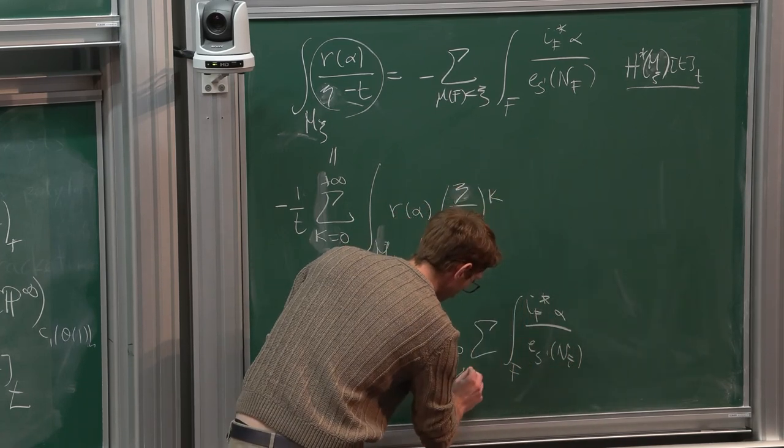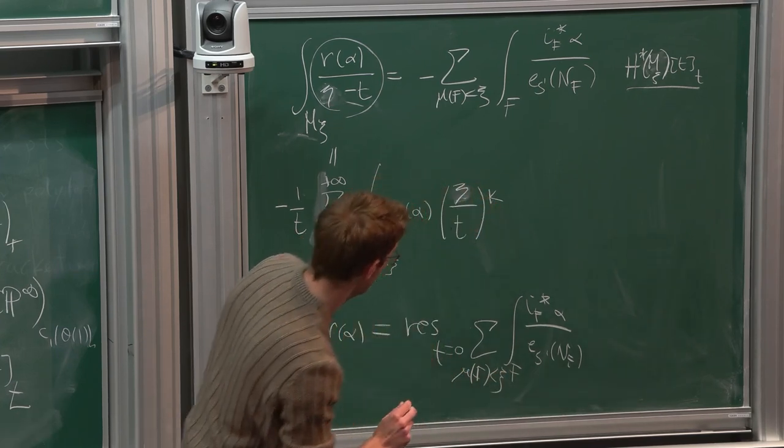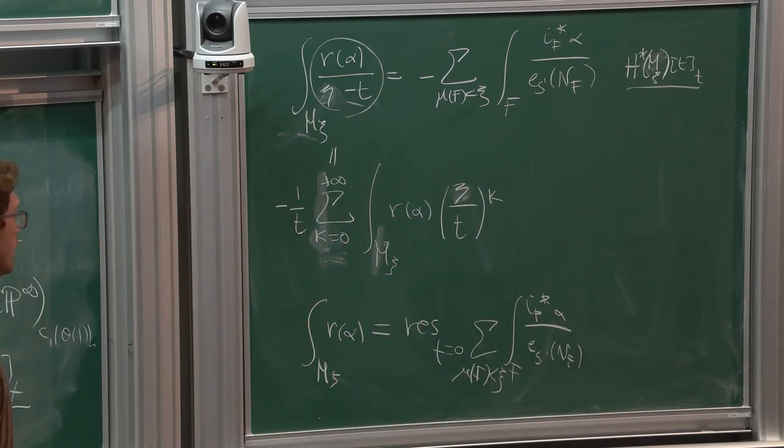We're summing over the fixed loci, which are mapped to something less than psi. So this is the baby case of the localization formula of Jeffrey and Kirwan, and this was proven by Kalkman in the Swan case.